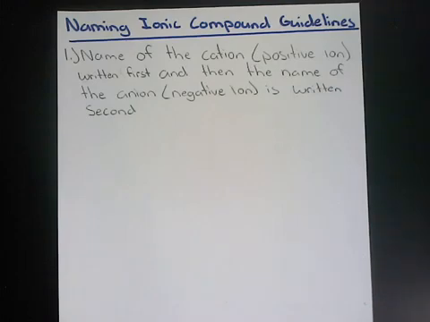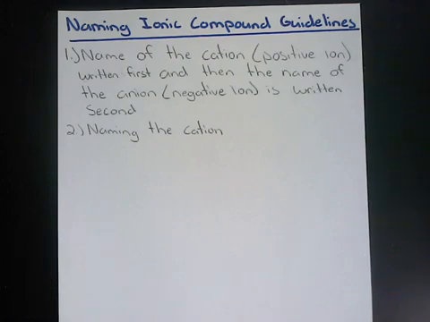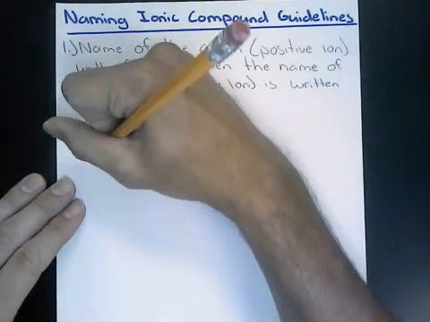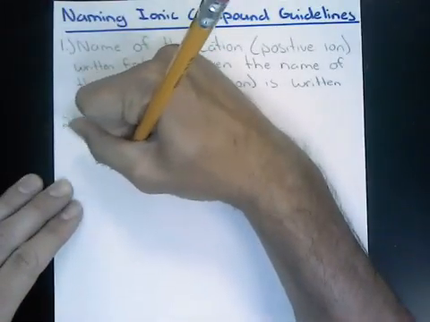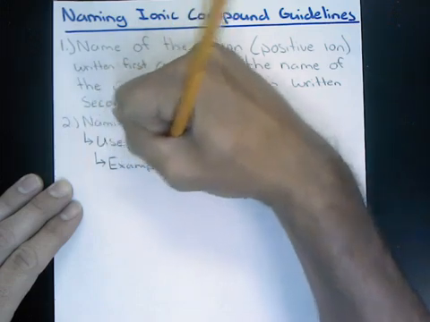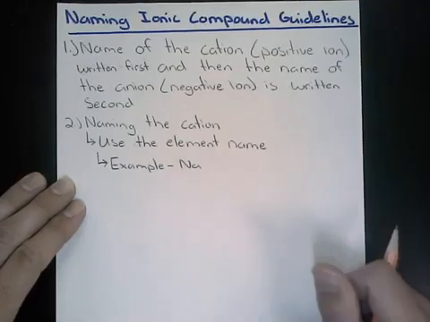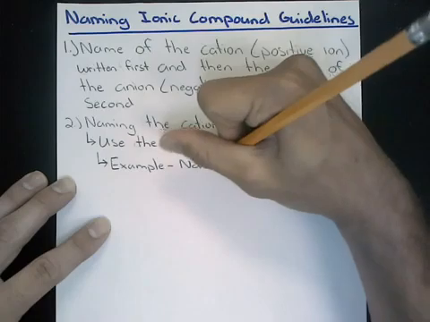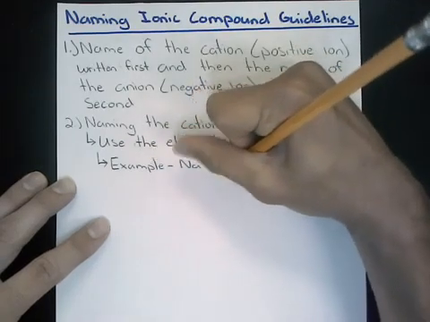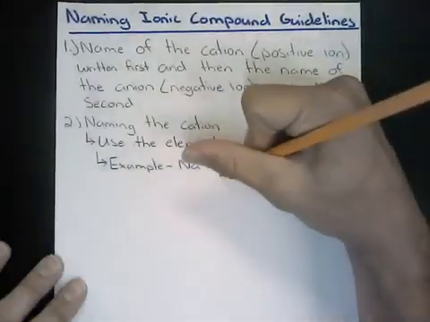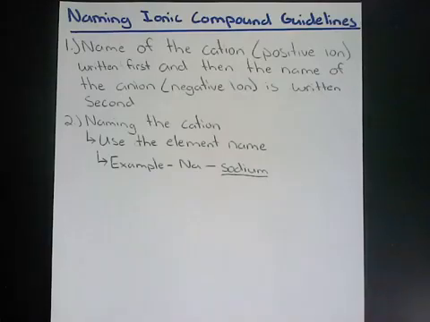Now, the second thing that we need to get to is naming the cation. So, if we are working with an element, we strictly use the element name. So, an example here is sodium. If we have sodium and it's written as Na in our formula, because it is an element name, we would just look up what it is on the periodic table, and we would find out that the name would be sodium. And all we have to do is write that name down. That's what the cation would become.